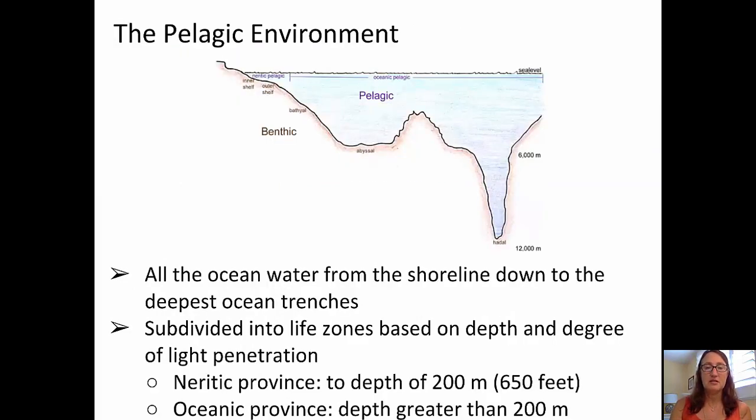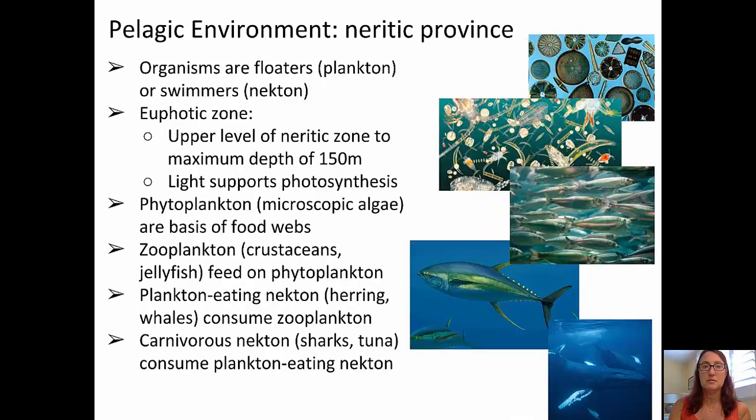Moving to the pelagic environment. The pelagic environment includes all of the ocean water from the shoreline down to the deepest of the ocean trenches. It's subdivided into life zones based on depth and the degree of light penetration. The neritic province includes depths from 0 to 200 meters or 650 feet. The oceanic province is the deeper zone, and that is deeper than 200 meters.